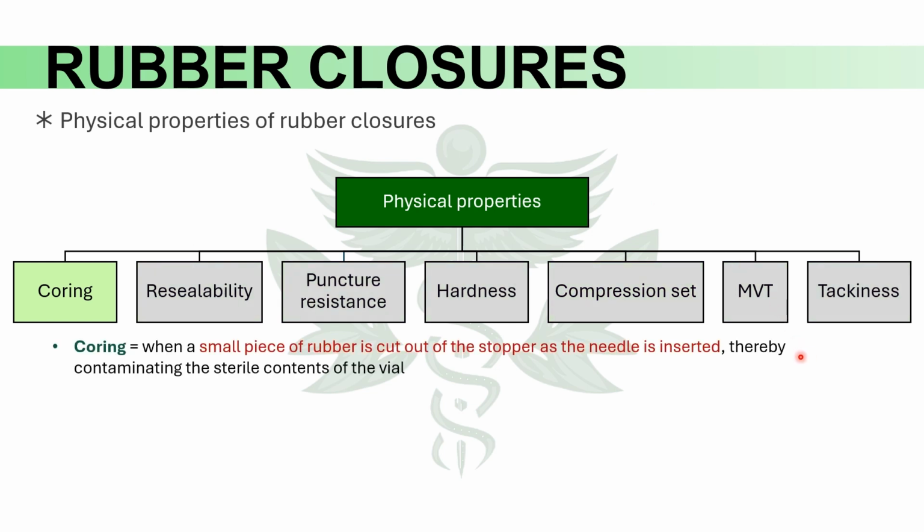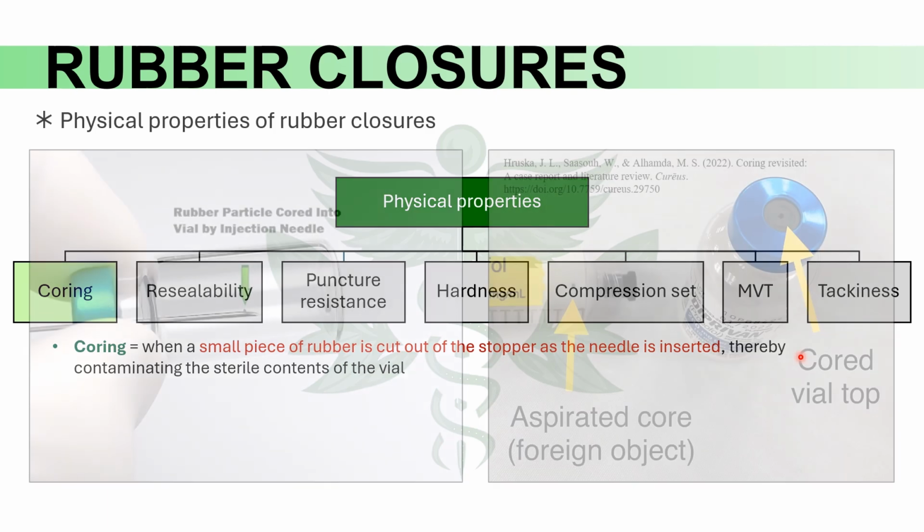Coring is when a small piece of rubber is cut out of the stopper as the needle is inserted into it. This small piece of rubber ends up entering the sterile dosage form when the needle is inserted to draw out the medication, or when air is injected into it before withdrawing the medication, thereby contaminating the sterile contents.